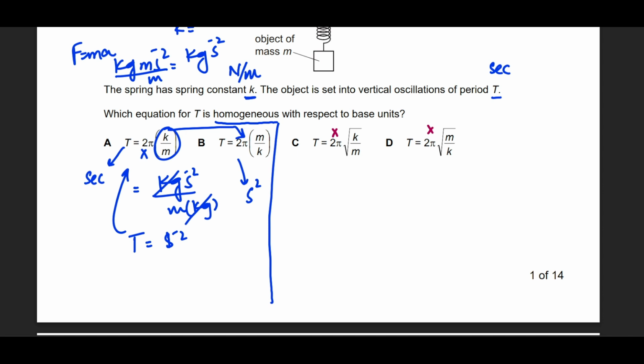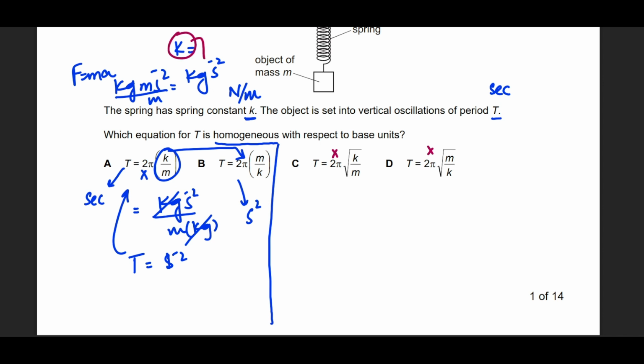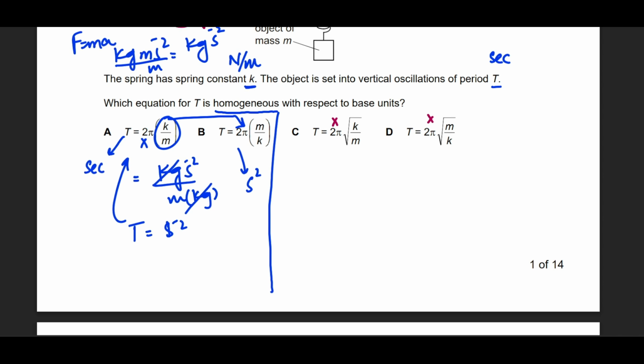So k, as found before, is kg s^-2. Let's solve this one. This is kg s^-2 divided by the mass, which is kg. The kg cancels with kg, and we are left with s^-2, inside the square root. So the square root of 1 over s squared, since s^-2 is taken to the denominator, leaves us with 1 over s.